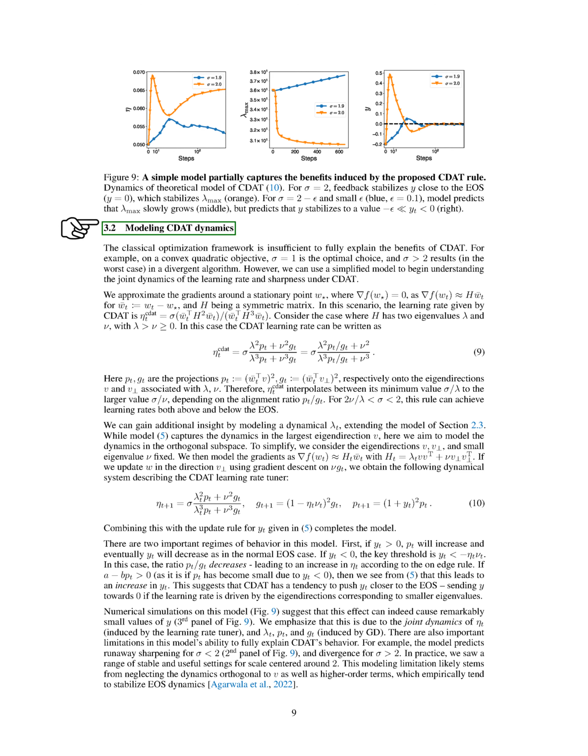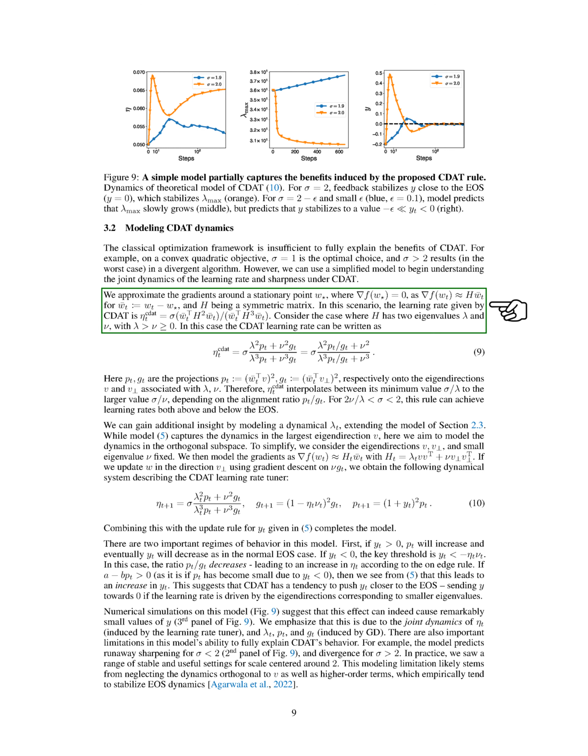Section: Modeling CDAT dynamics. In this section, we find that the classical optimization framework falls short in fully explaining the advantages of CDAT. To delve deeper, we simplify the model to grasp the combined dynamics of the learning rate and sharpness in CDAT. By approximating the gradients around a stationary point where the gradient of the function is 0, we can express the learning rate in CDAT as a function involving the matrix H and the difference between the current point and the stationary point.